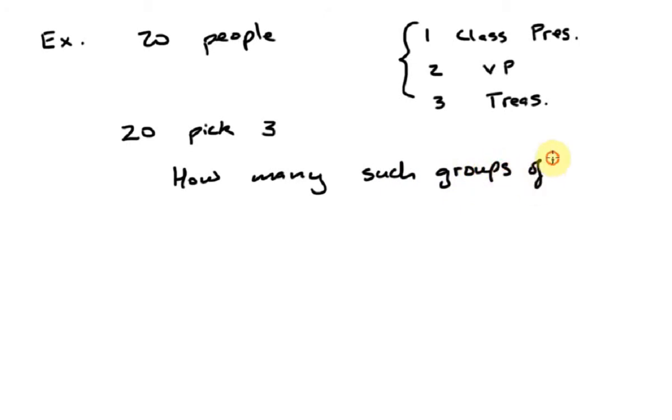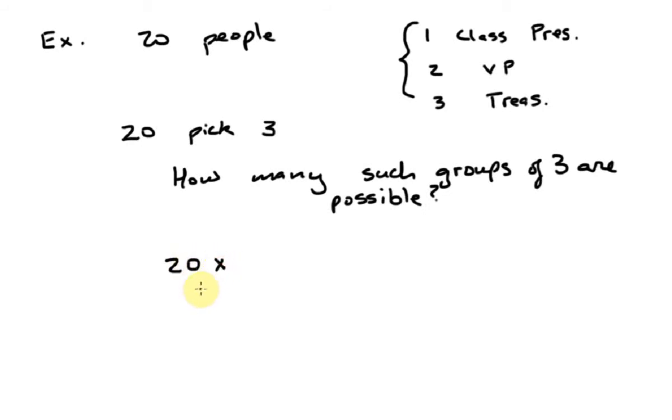Groups of 3 are possible. Well, fundamental counting is a pretty easy way to do it. I could just say, well, for the first person to choose the class president, I would have 20 choices, right? Because there's 20 people to choose from.